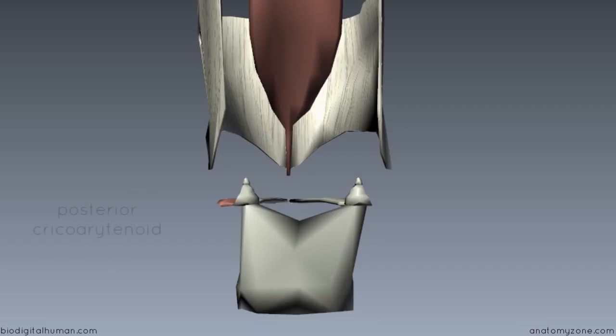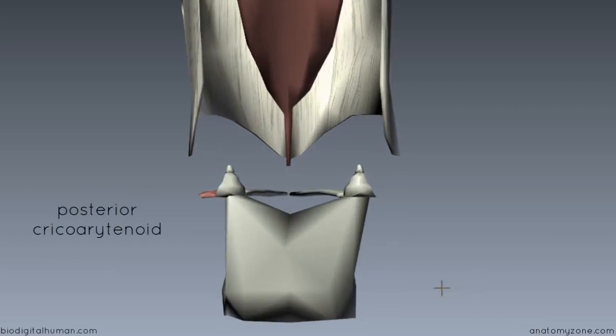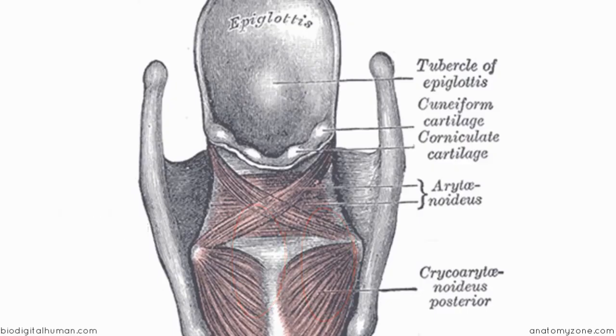So we'll first take a look at the posterior cricoarytenoid muscles. So these, remember I mentioned that there's two depressions on either side of the posterior lamina of the cricoid cartilage. This is for the origin of the posterior cricoarytenoid muscles. So this is where the muscles originate.